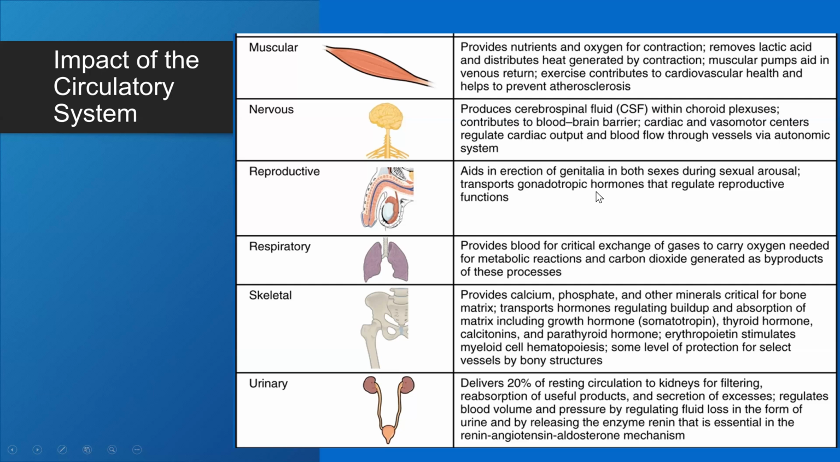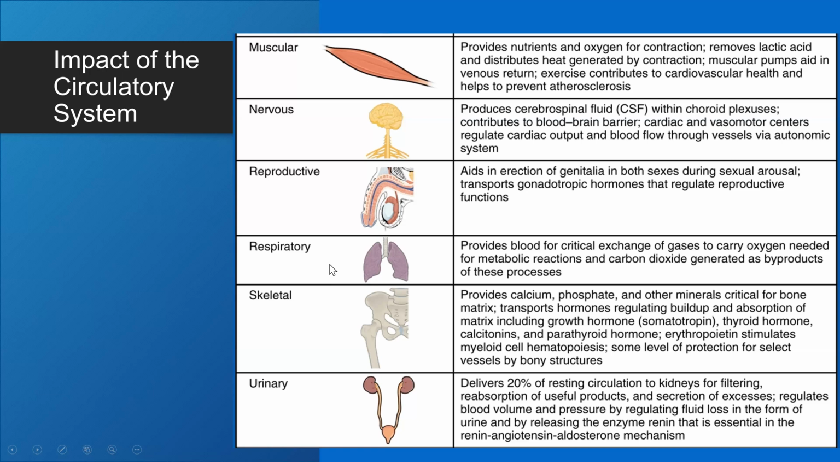Reproductive system. Blood aids in erection of genitalia in both sexes, and delivers hormones, gonadotropic hormones that regulate reproductive function. Right. Gonadotropic hormones go from the pituitary gland to your testes and ovaries, and they regulate maturation and production of sperm and maturation of ova.